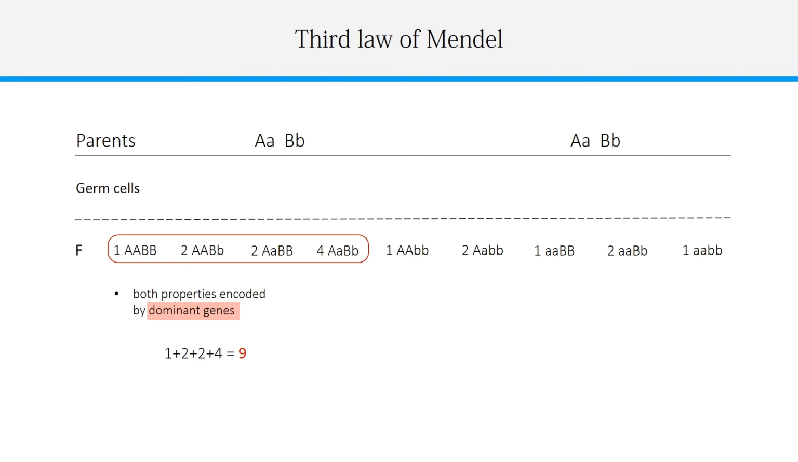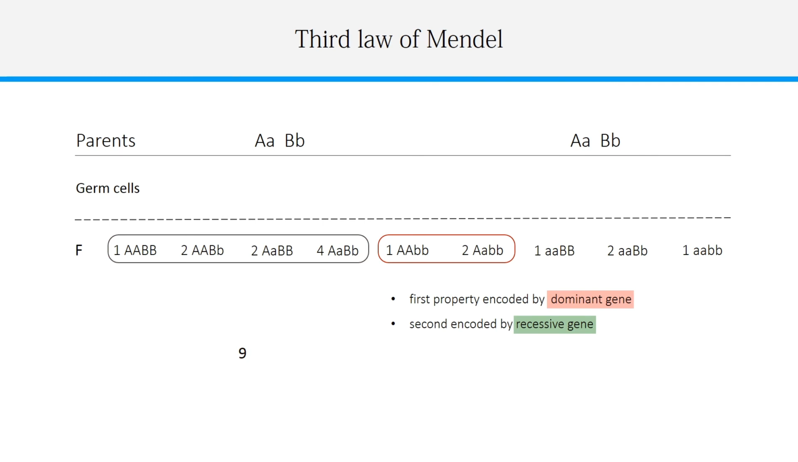And if we summarize these possibilities, it will be 9. In these cases that are highlighted now in red color, all next generation organisms that will have a combination of genes, like you see in this picture, in such organisms, the first property will be developed due to activity of the dominant gene, and development of the second property will be guided by activity of the recessive gene.